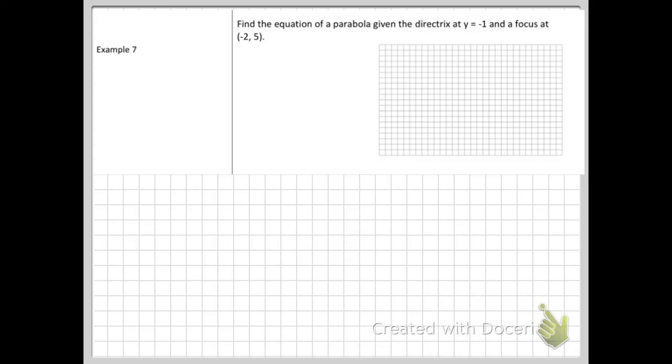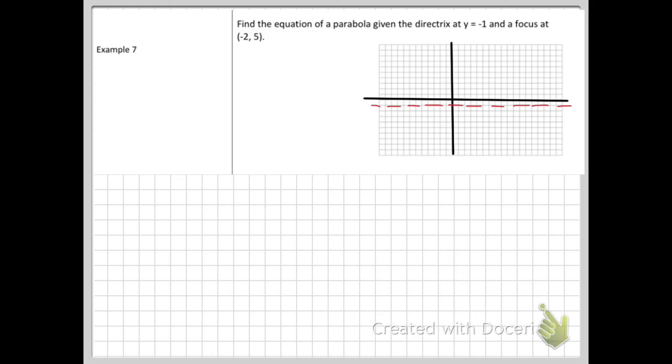Okay, going backwards, find the equation. So I gave you a graph paper for a reason. It's highly recommended that you sketch these out. Even if you don't set up axes for yourself, I just think it's so much easier if you sketch them than if you try to use a formula or figure it out that way. So let's see. We have a directrix at y equals negative 1. Dotted line. Y equals is horizontal.